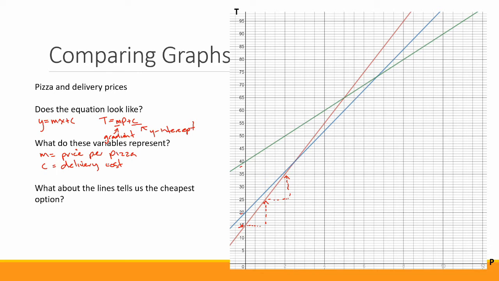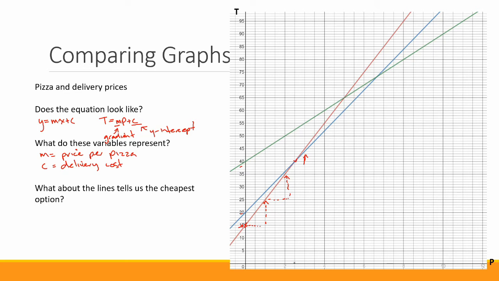Now that we know this, what do each of the lines tell us about the options for buying the cheapest pizza? Well, the lower down your line is, the lower the total cost is, and so the cheaper it is to buy pizzas from that company. So here we have a red company, and it has the cheapest delivery price, and up until you buy 3 pizzas, the red company is going to be the cheapest because they actually cross over with the blue here at 2.5 pizzas.